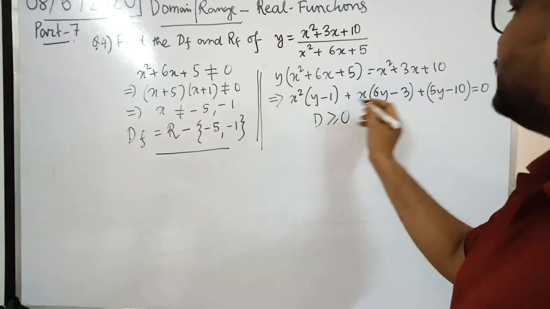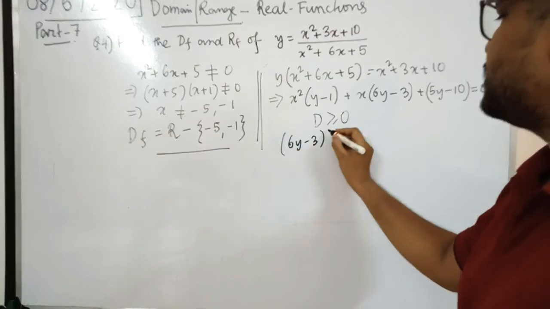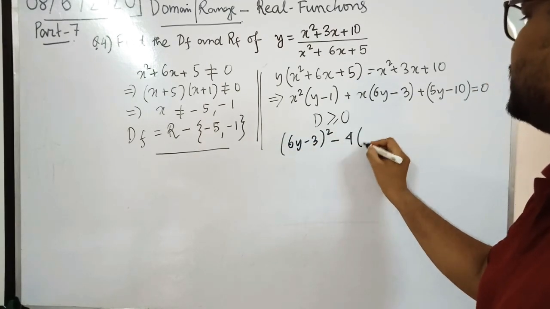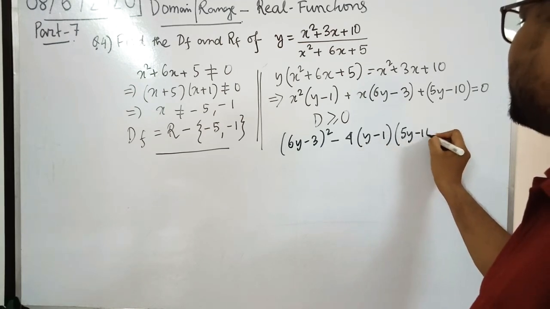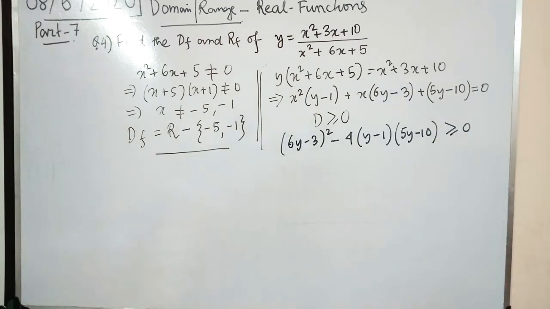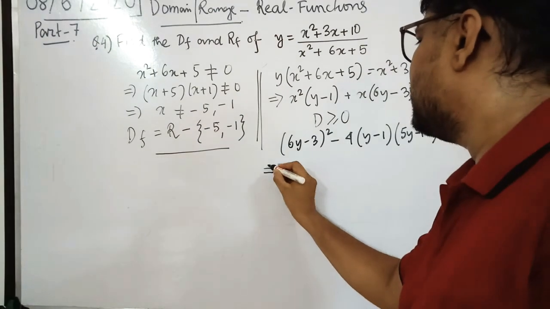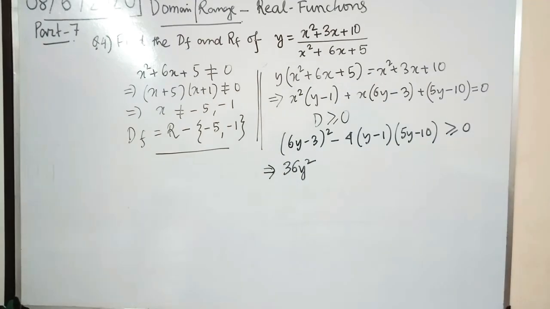Now what is the discriminant? So b square, you get 6y minus 3 whole square, b square minus 4ac. So y minus 1 into 5y minus 10. Okay, so this thing is greater than or equal to 0. So this is the discriminant of this. So we try to solve this and let's see what happens. So I will solve it and show you what it comes to.